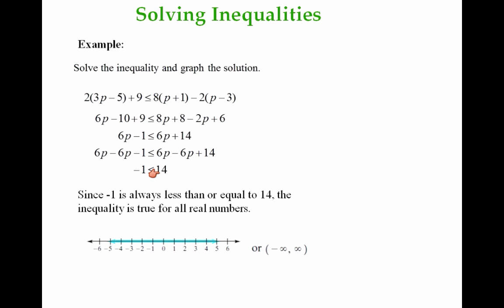Now, since -1 is always less than or equal to 14, the inequality is true for all real numbers. So the solution to this would be all real numbers. So you could get all real numbers in solving an inequality. And the interval notation for that would be parentheses, negative infinity, comma, positive infinity, parentheses.